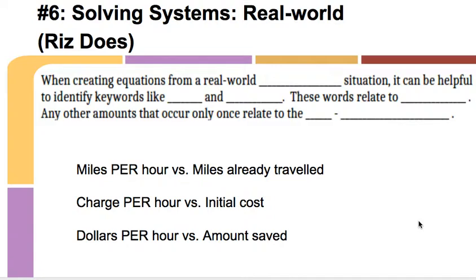So when creating equations from a real world linear situation, it can be helpful to identify keywords like per and every. You might want to include in that maybe something like each. These words relate to the slope of a linear function. Okay? Any other amounts that occur only once relate to the y-intercept.